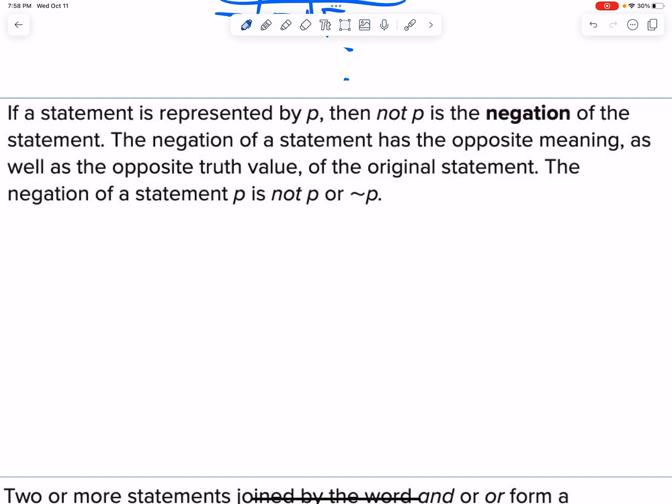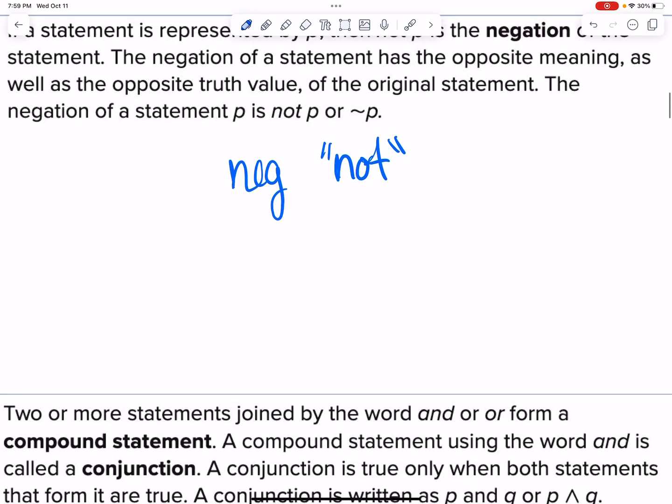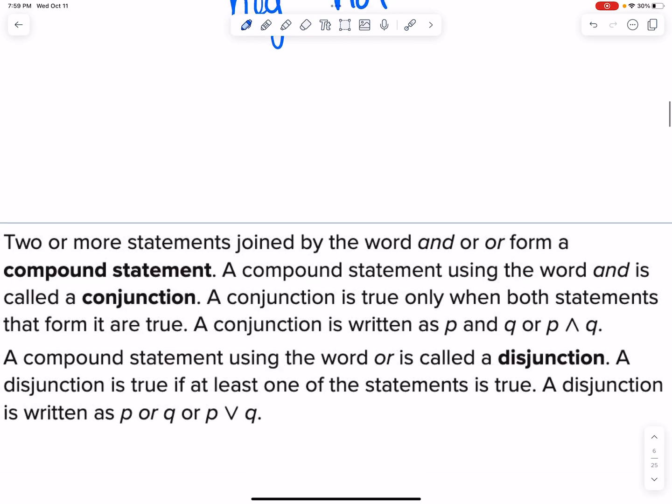So that's the first thing we need to understand, is that the negation is just going to add the word not into our sentence. Like what we saw in the warm-up, if a statement says the ball is red, well, the negation of that statement is simply the ball is not red. If my statement P is the ball is red, then negate P is the ball is not red. That's all that means. It's going to be part of what we do today in terms of understanding truth values.